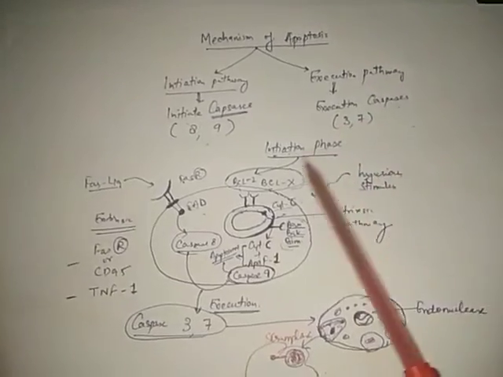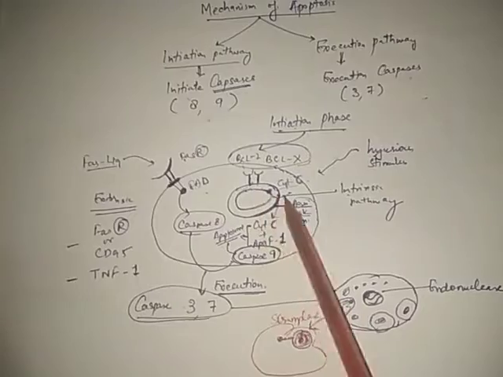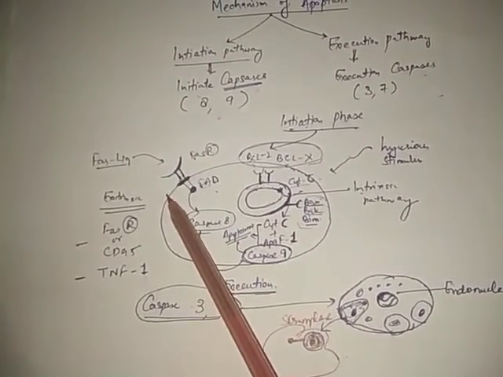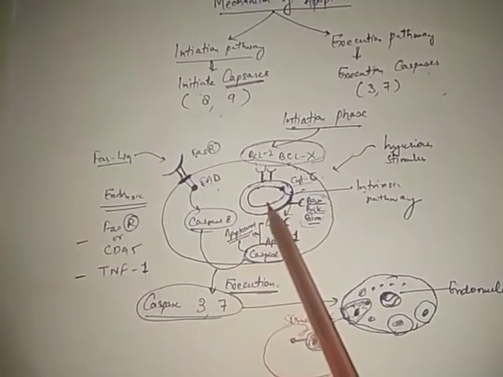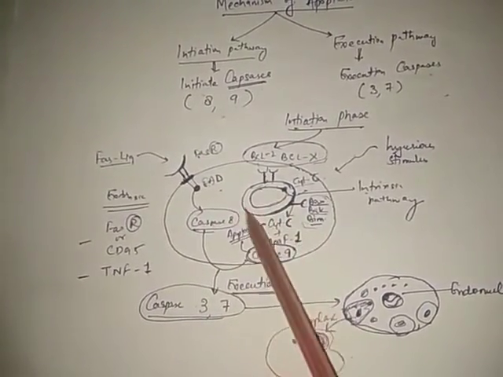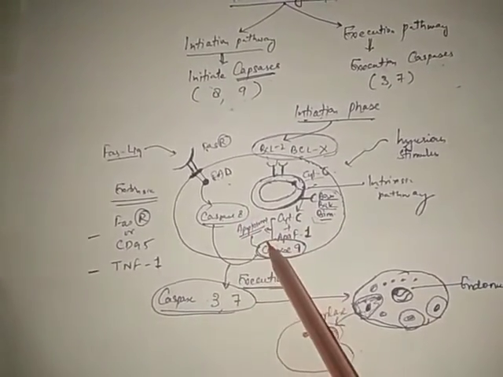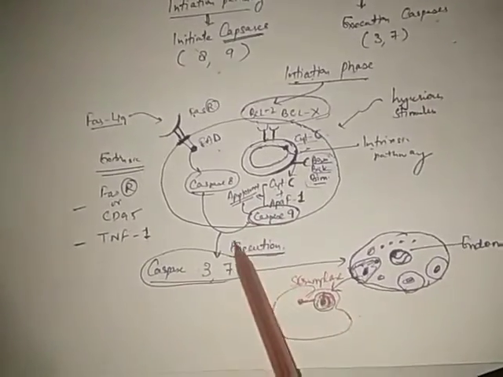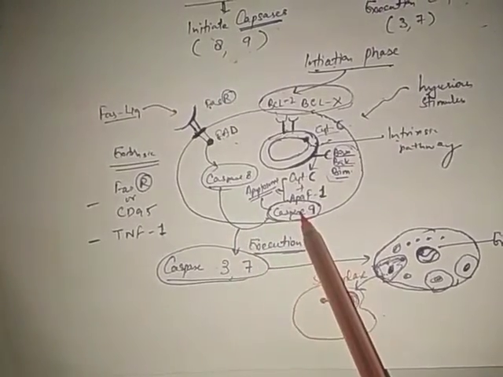The initiation phase is run by two mechanisms. One is the intrinsic mechanism, which is done with the help of mitochondria, and another is the extrinsic mechanism, which is done by the Fas receptors. The ultimate role of this pathway is to activate caspase 8 and caspase 9, which are the initiator caspases. When these are activated, the real action starts, which is the execution phase, in which caspase 3 and 7 are activated by caspases 8 and 9.